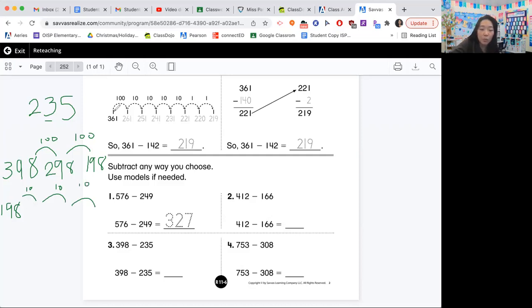These grooves I'm doing is basically going to the next number. So 198 minus 10 equals 188. 188 minus 10 equals 178. 178 minus 10 equals 168. Okay, now we have 5 ones that we need to subtract. So I'm at 168. I'm going to take away 5 ones.